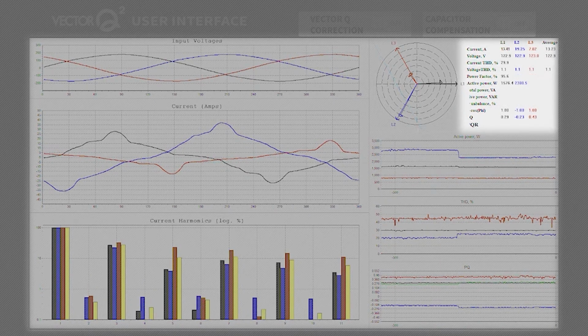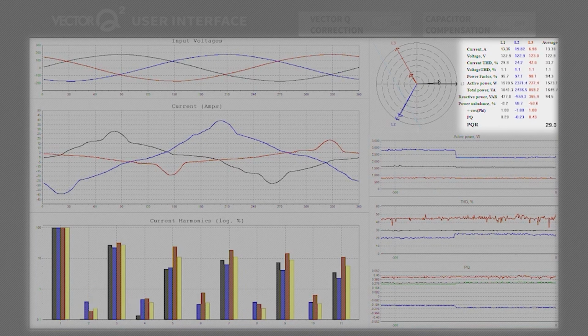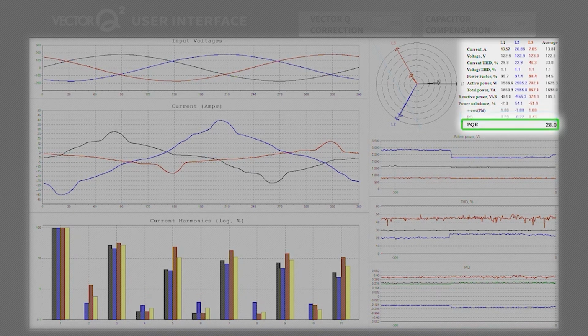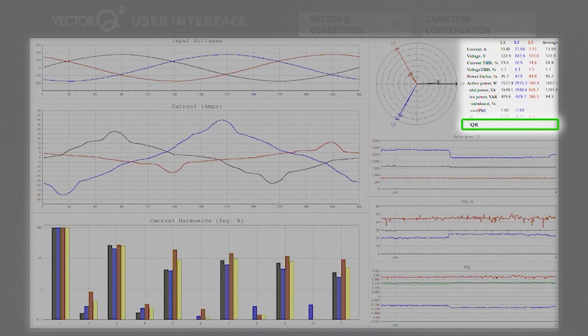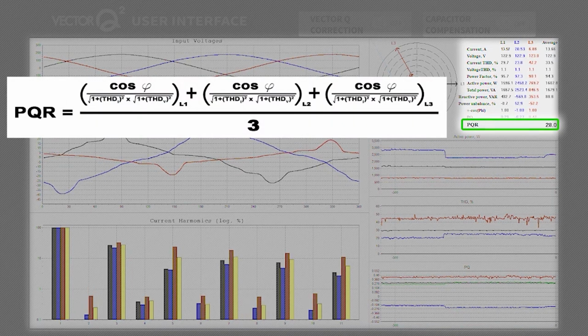The numbers to the right of the phasor diagram are streaming electrical parameters for each phase. The last 2 metrics on this table are PQ, or power quality, which is reactive power divided by total power, and PQR, or power quality rating. PQR is calculated using power factor, total harmonic distortion, and phase load balance. PQR is a representation of most of the major factors influencing the quality of power.